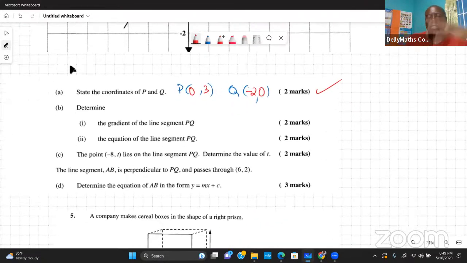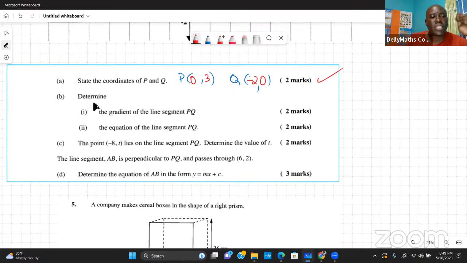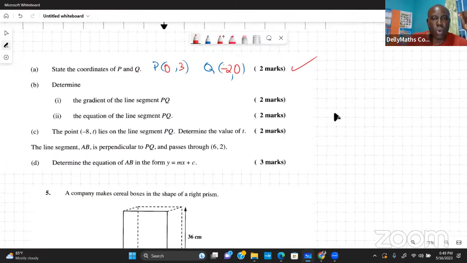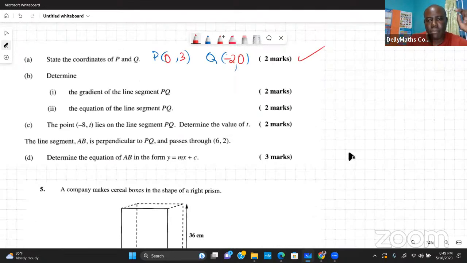Now we have picked those points. They say, determine the gradient of the line segment PQ. All right, it seems as if I could work the gradient of PQ there if we want. We could work it also.